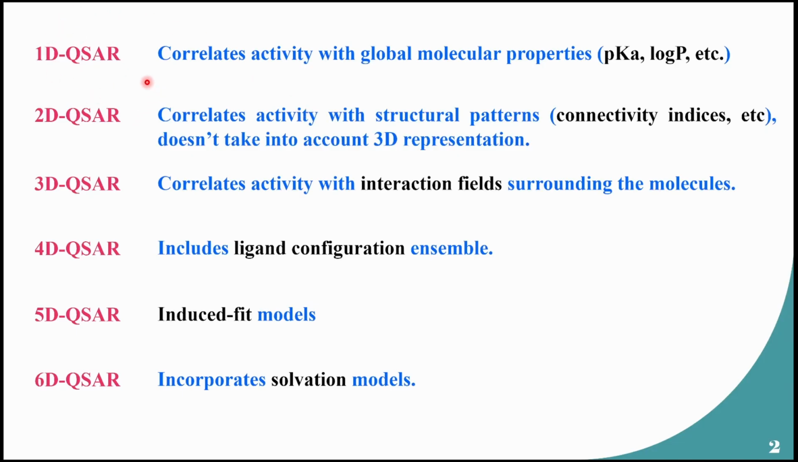For example, instead of just correlating the activity with some molecular properties like log P or pK, you can go deeper and incorporate connectivity indices. For example, what kind of contacts the proteins and ligands are forming. You can incorporate that, and you can also take into account the structure of the molecule, the 3D representation of the molecules and proteins, right? That will come under the 3D QSAR part. And if you go even further, then you can use induced fit models, ligand ensembles, or even solvation models. You can incorporate all of those into a more advanced, more computationally exhaustive scale of the QSAR models, right? So how do you do that?